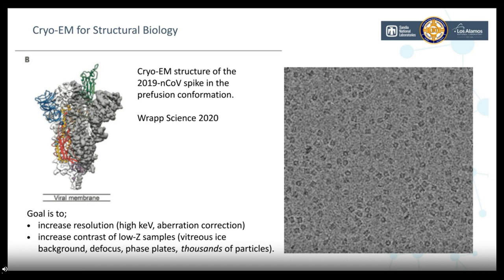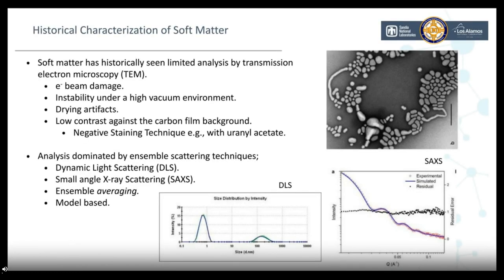At CINT, the Center for Integrated Nanotechnologies, we're really interested in material science and nanotechnology. So we are using cryo-EM for a different sample space, and that's soft matter. So things like polymer vesicles, micelles, microtubules, nanoparticles, nanoparticle polymer composites, even things like metal organic frameworks.